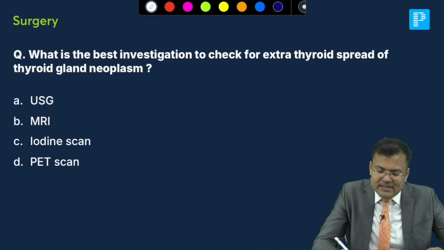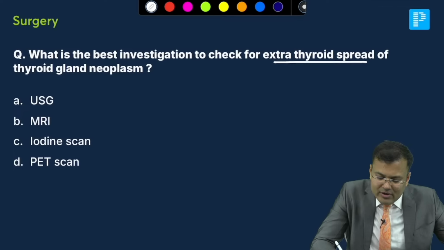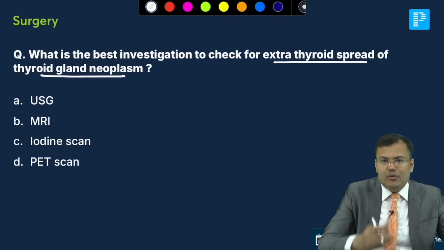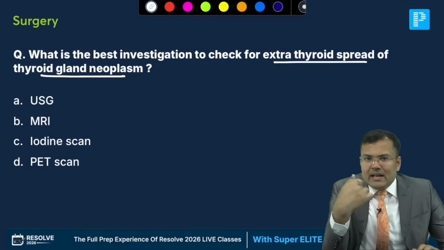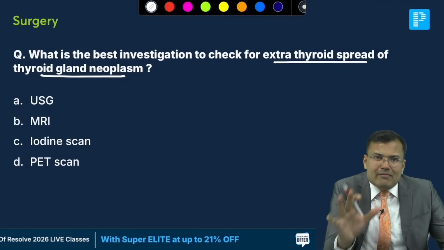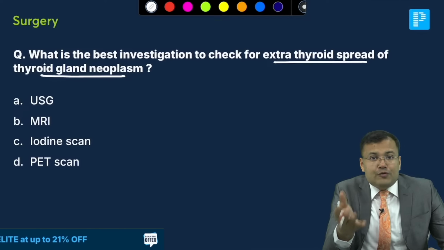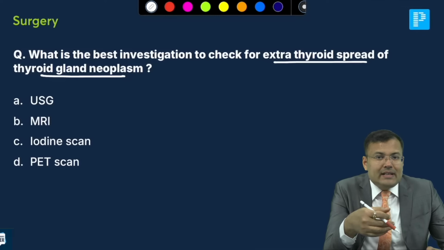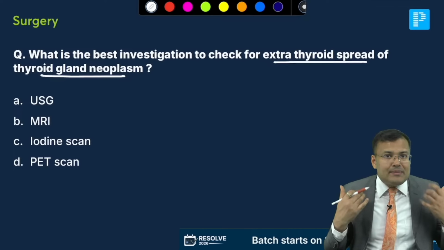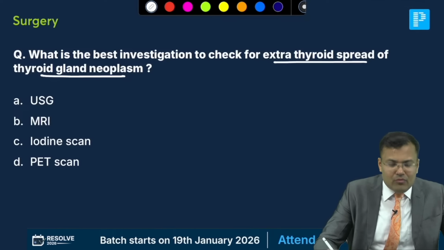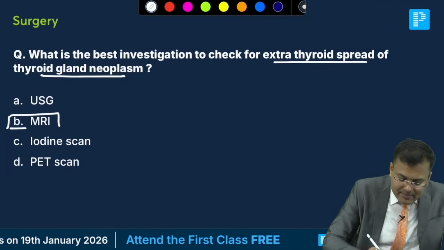What is the best investigation to check for extrathyroidal spread of thyroid gland neoplasm? Easy question. Let me tell you, for any malignancy in the head and neck or malignancies in the pelvis, the investigation of choice for staging is MRI. So if you want to assess the extrathyroidal spread of thyroid malignancy, you have to go for MRI.